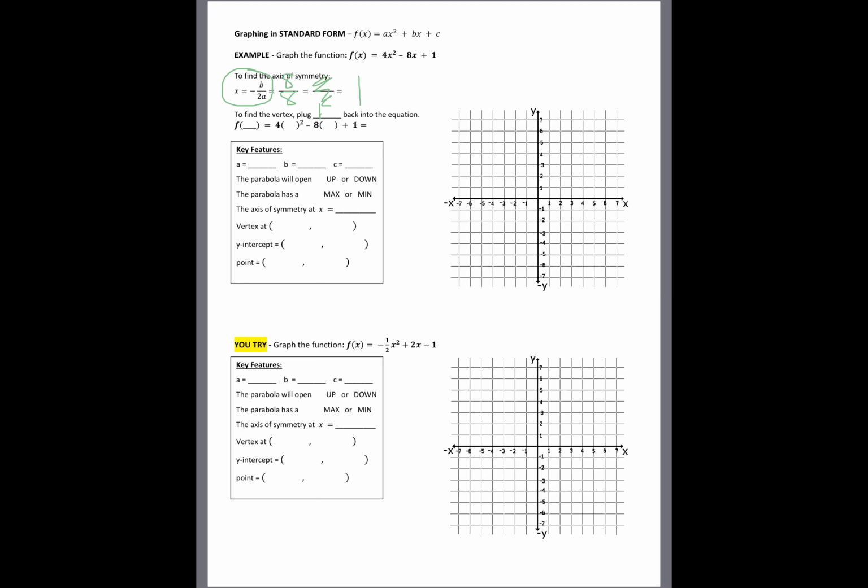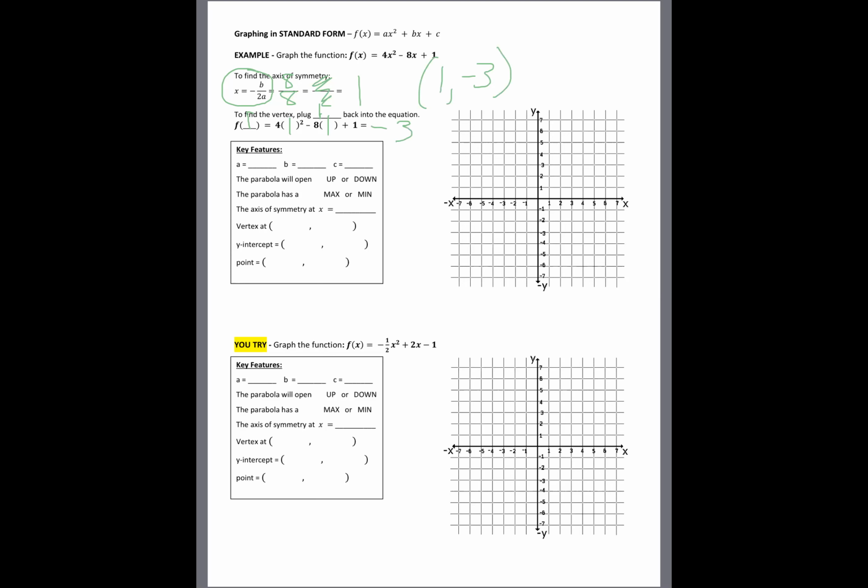So we're going to find f of 1. Sorry, guys. All right, so let's plug in 1 and see what comes out. 1 squared is 1 times 4 is 4 minus 8, negative 4 plus 1, I get a negative 3. So there's my vertex. It's at the point 1 comma negative 3.